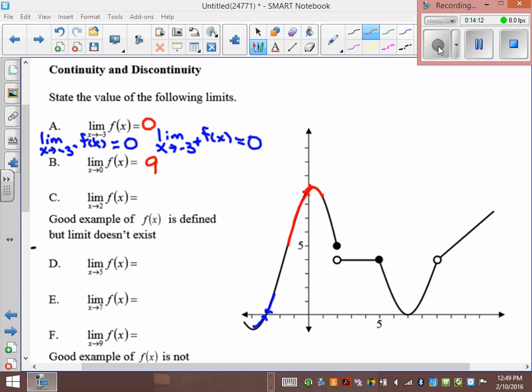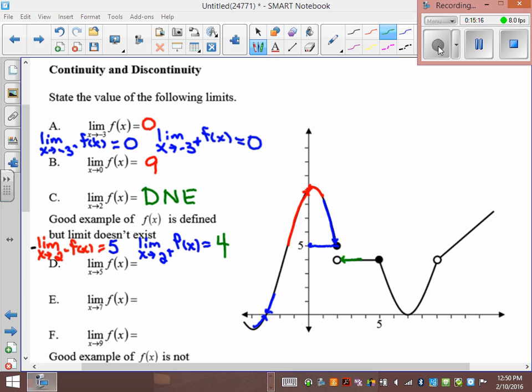Now what about 2? 2 has a break. So I'm going to do the limit as x approaches 2 from the left of f of x. From the left, what is my y? It's approaching 5, right? The limit as x approaches 2 from the right of f of x equals what? From the right, what am I approaching? 4. What's the limit as x approaches 2? Does not exist, right? Because they don't approach the same thing.